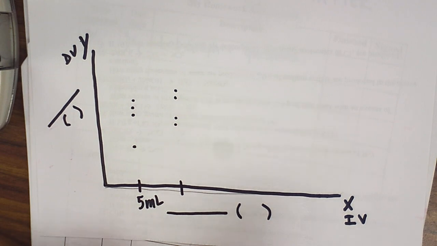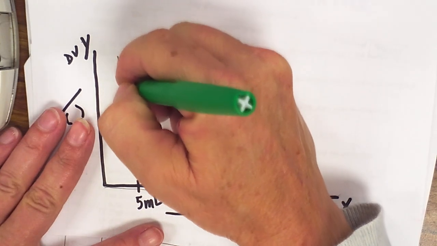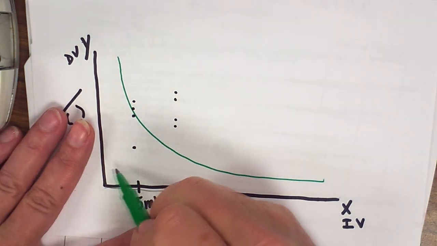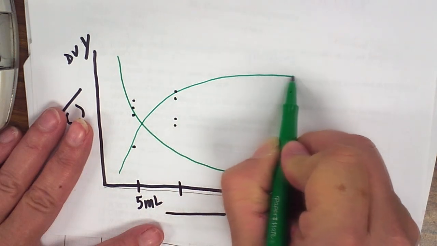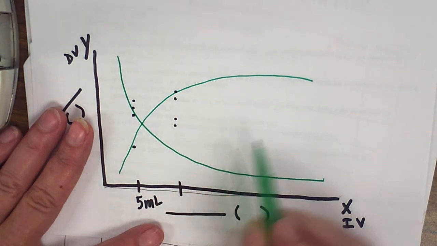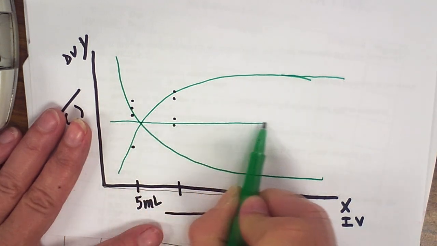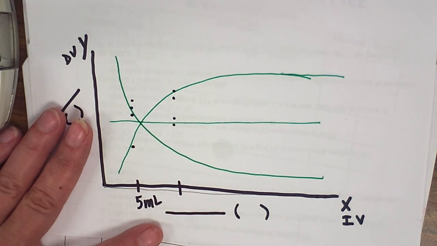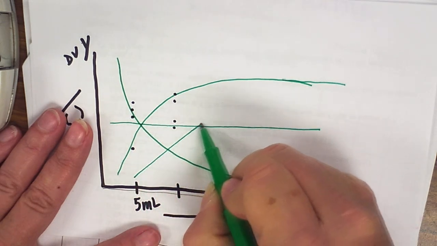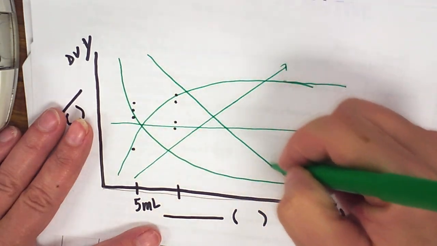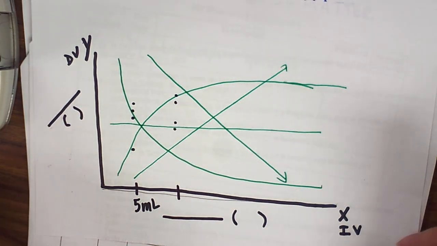For example, it could take this trend. It could take this trend, leveling off. It could take this trend, a completely flat line. It could take this trend, a steady increase. It could take this trend, a steady decrease. Notice there's no connecting lines. I'm just putting in lines showing trends.